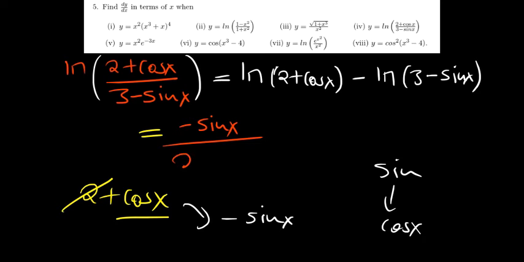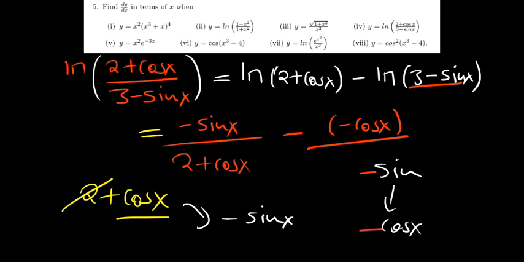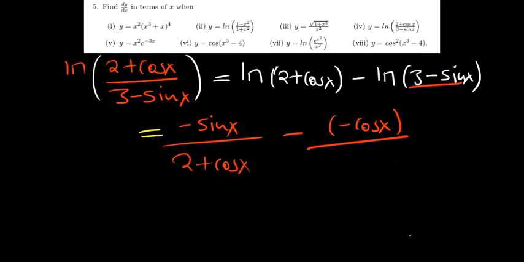over the original, which is 2 plus cosine of x, and then minus, for the other part, what's the derivative of 3 minus sine of x? The constant will cancel out. Derivative of sine maintains the sign, so if it's negative sine, it will be negative cosine. So negative cosine of x over the original, right? Which is just 3 minus sine of x.